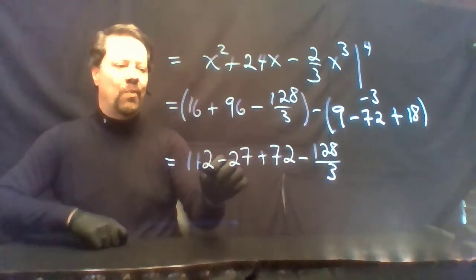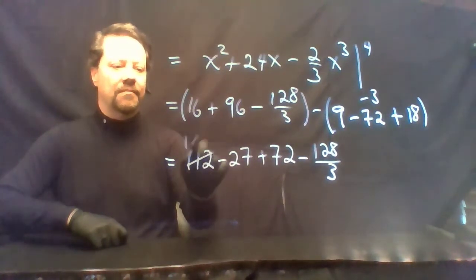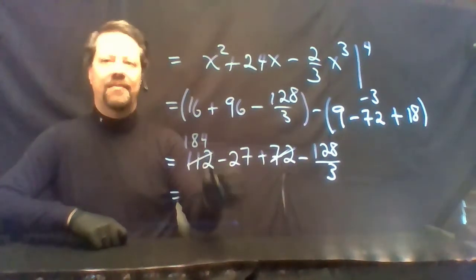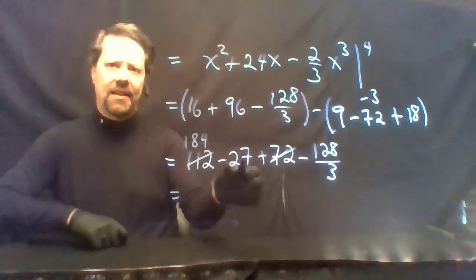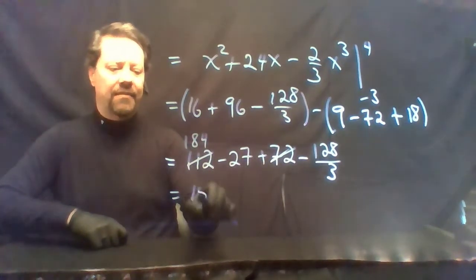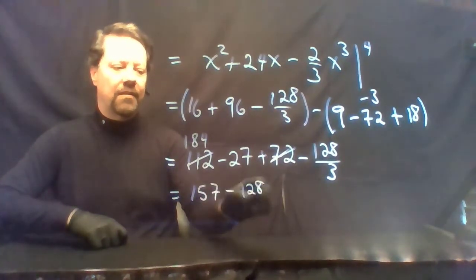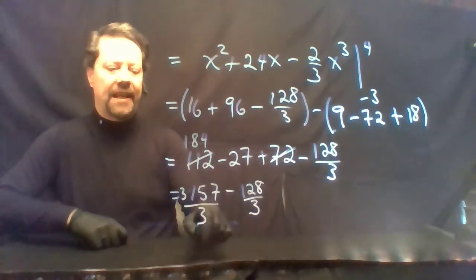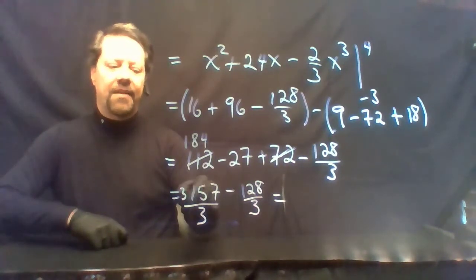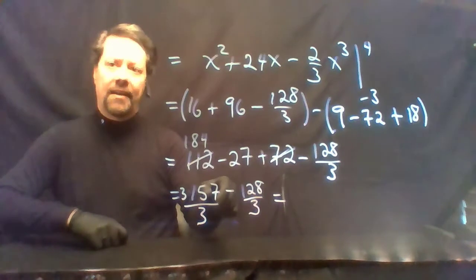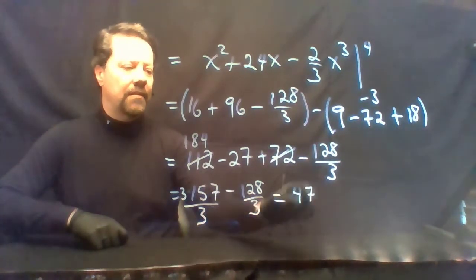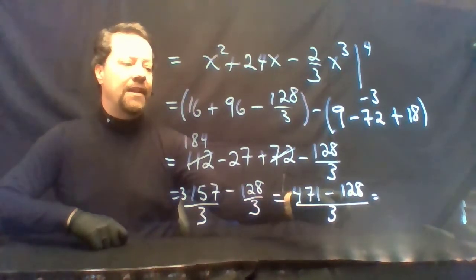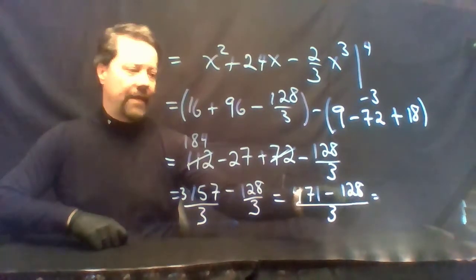112 plus 72 is 184. Minus 27 is 160, and then subtract another 7 is 157. We need to convert to thirds, so I'm going to multiply by 3 over 3. That's 300, 450, and 21 is 471. Minus 128 over 3. That's 350, and then minus another 8 gives you 343 over 3.